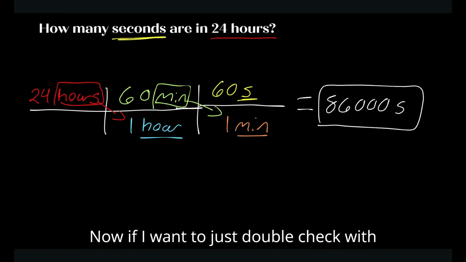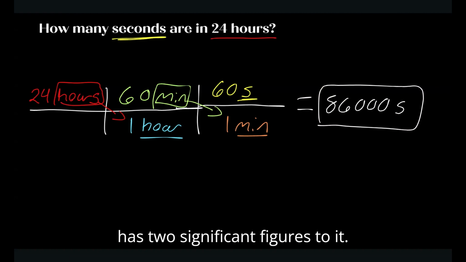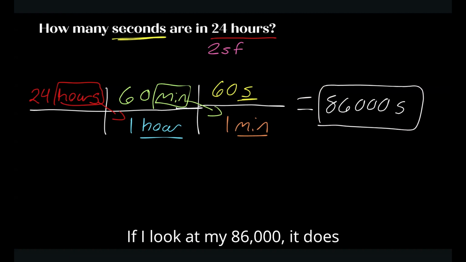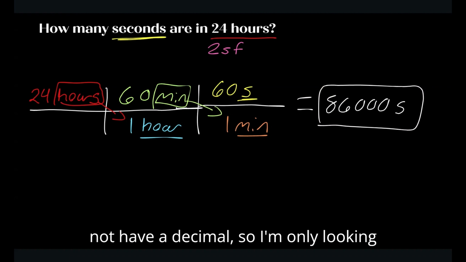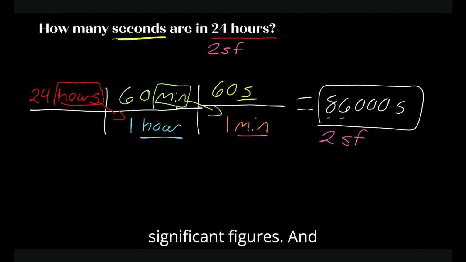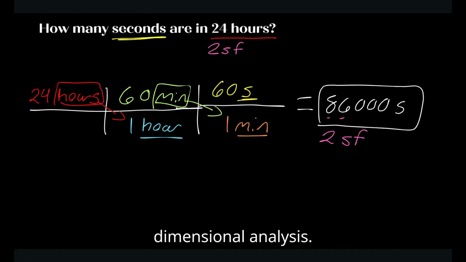Now, if I want to just double check with my significant figures, my 24 has 2 significant figures to it. If I look at my 86,000, it does not have a decimal, so I'm only looking at the 8 and 6, which is 2 significant figures. And that is going to be a quick look at our dimensional analysis.